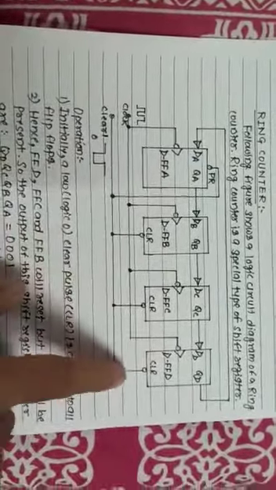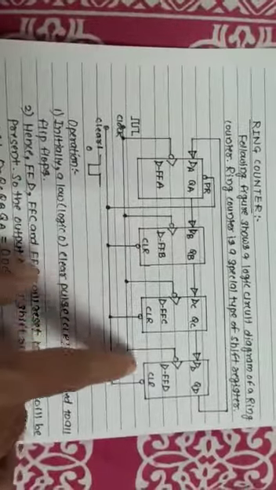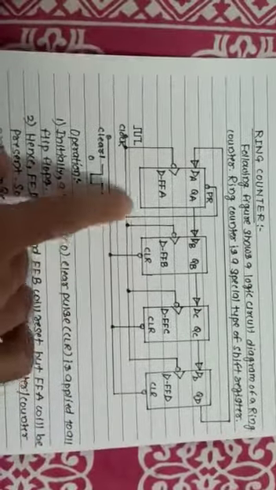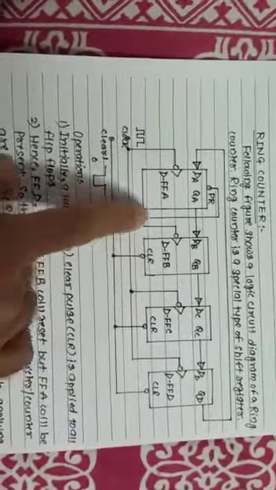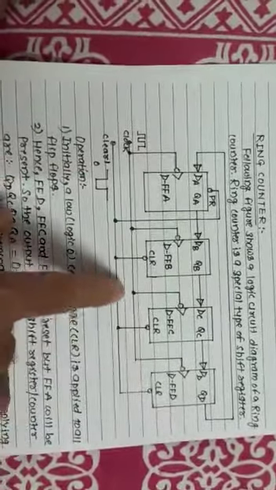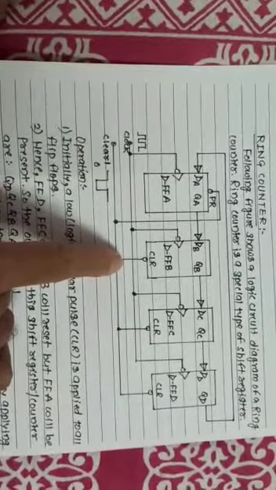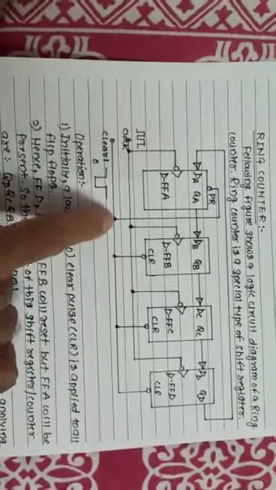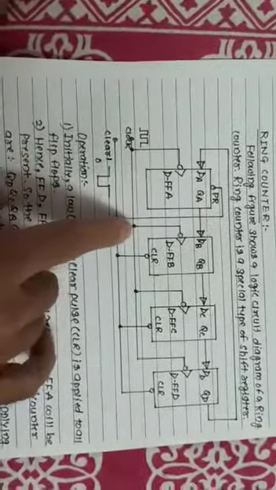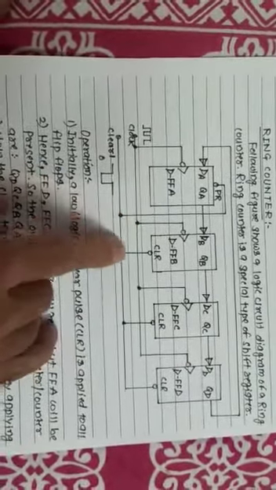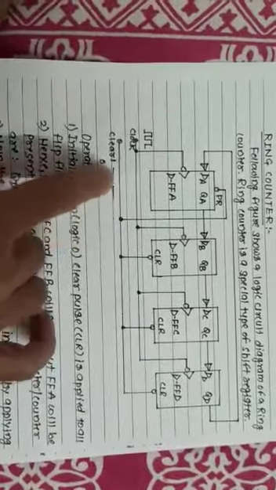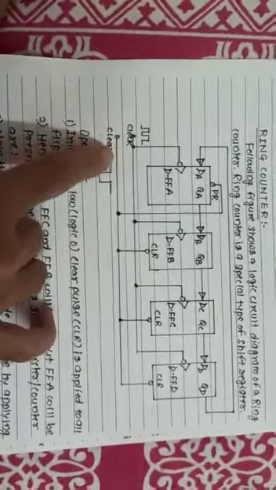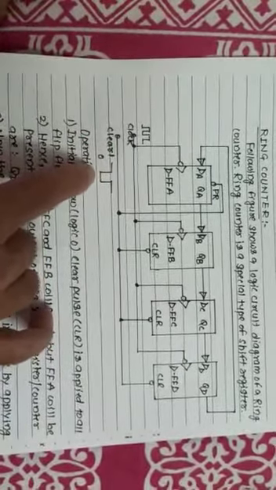Here clear input of all the flip-flops except the first is shorted, and preset input of first and clear input of all is shorted, and clear pulse is given like this.